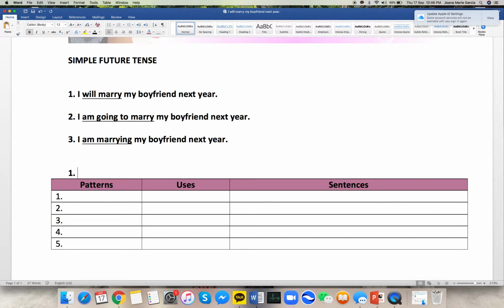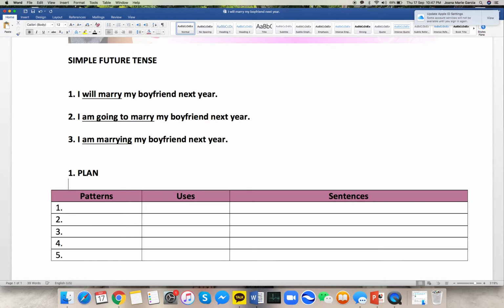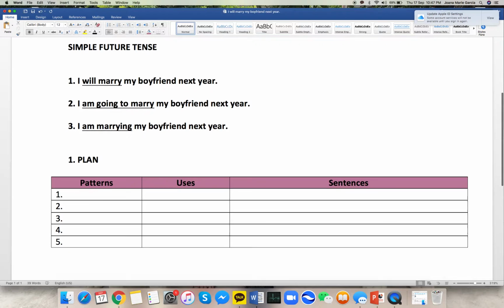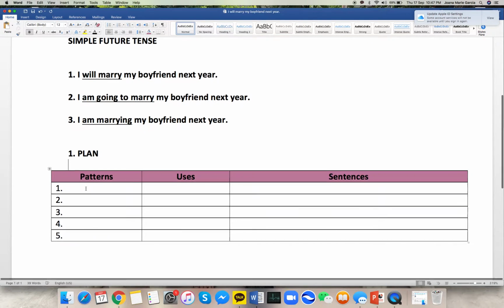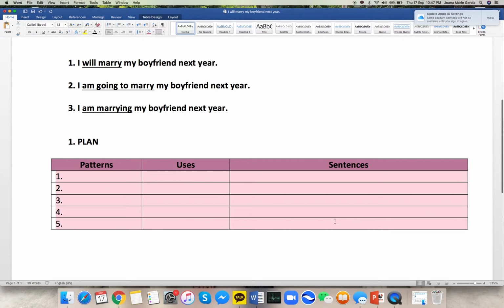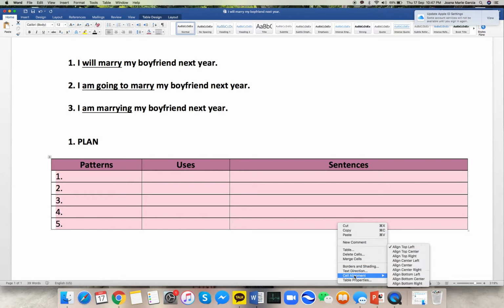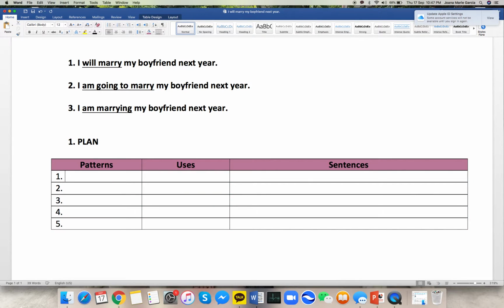Okay? So, for now, let's talk about the uses of simple future. The first use is for plans, and the second use is for guesses. We're going to focus on plans first because plans have a lot of patterns. Okay, let's focus on the patterns first. For the pattern, don't forget this one. The first one is will plus the base form of the verb.